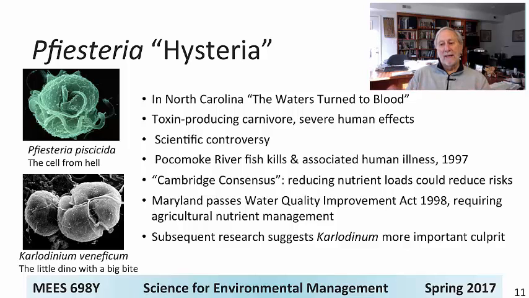And then in 1997, there was a big extended series of fish kills in the Pocomoke River on the lower shore and associated human illness, including reputed memory loss, that drew a lot of attention in a very short period of time. The governor and other forces at the time said we need to do something about this. Seafood sales plummeted, even though this organism is not the kind that causes illness related to eating seafood.